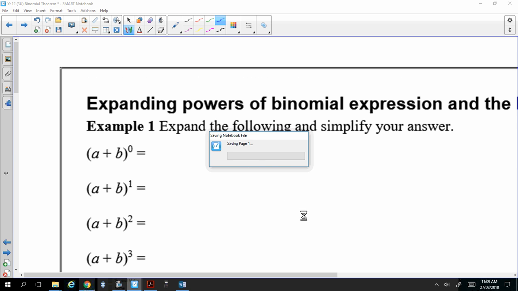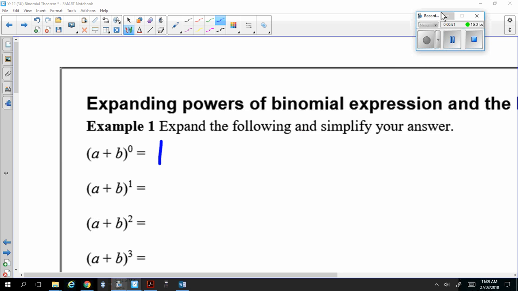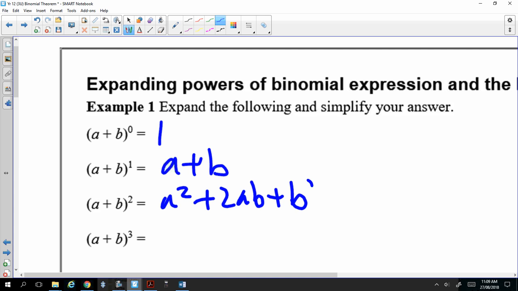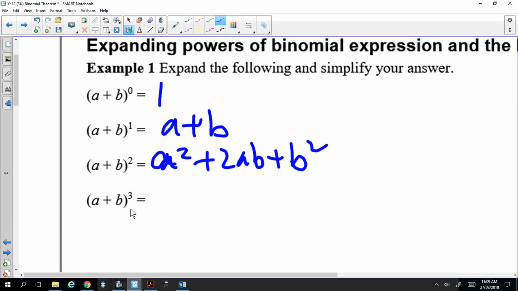So we'll do the first one. Anything to the power 0 is 1. And what's the next one? Anything to the power 1 is itself. The next one you will have learned from year 9. This is the perfect square formula. And the only thing you haven't learned is how to expand a cube. You may have learned that in year 11, but let's revise this again.